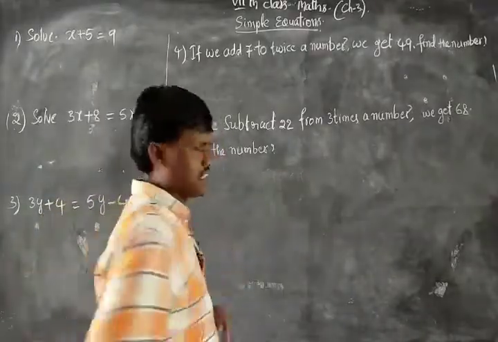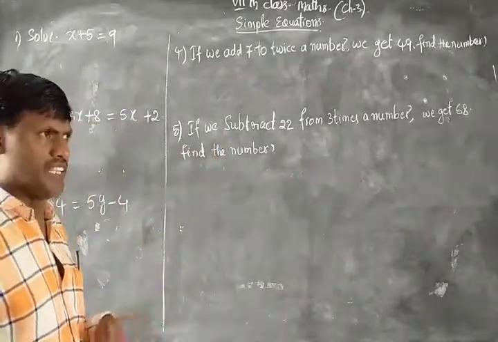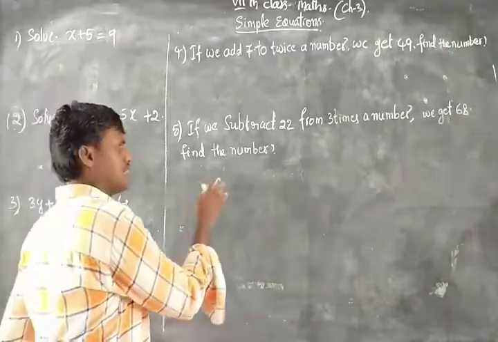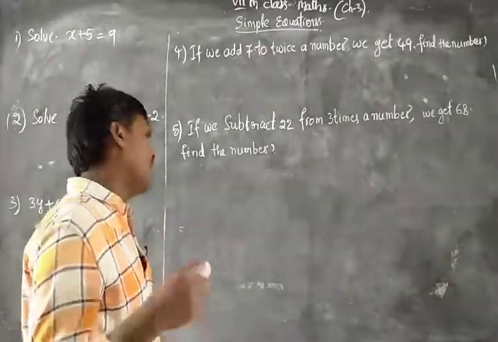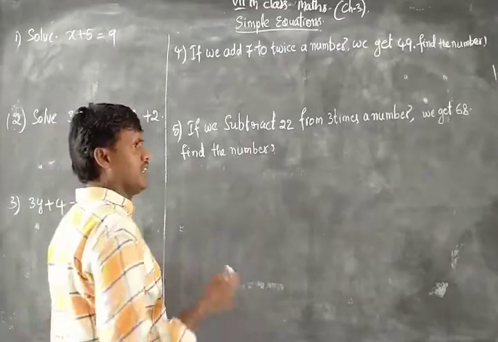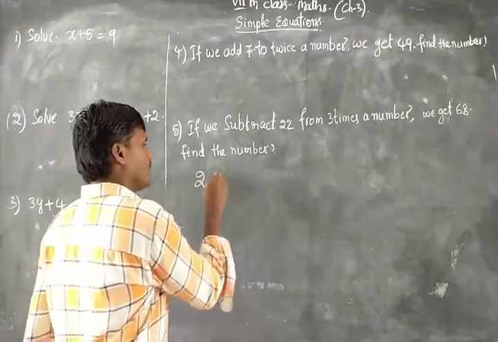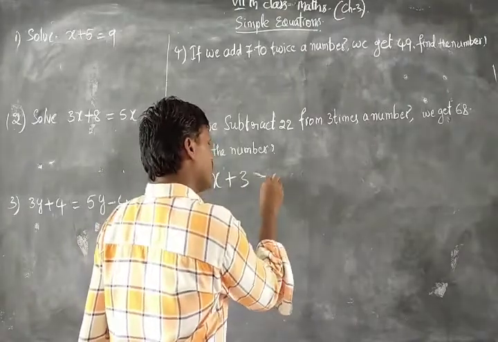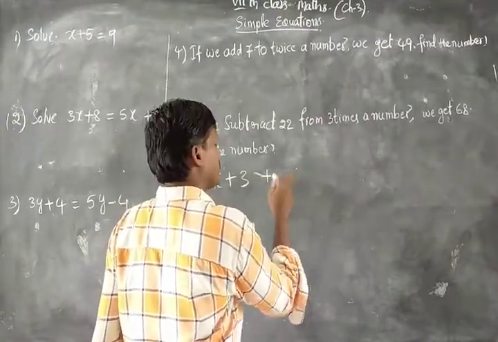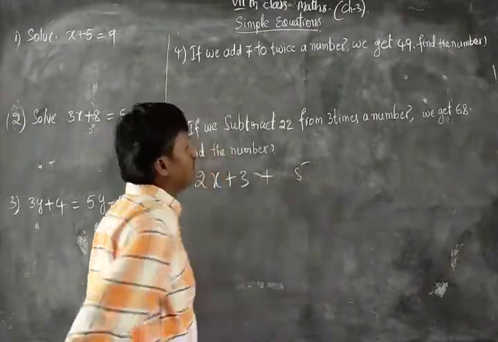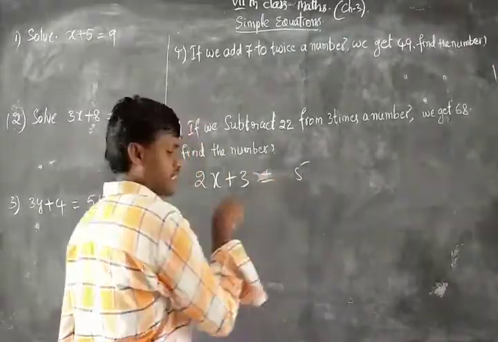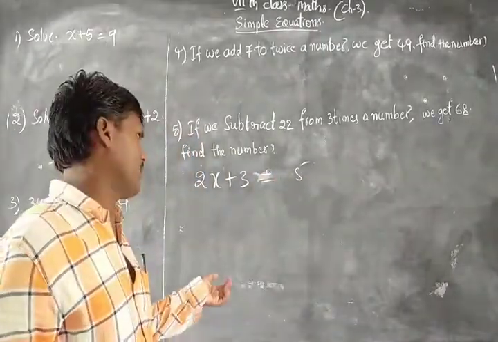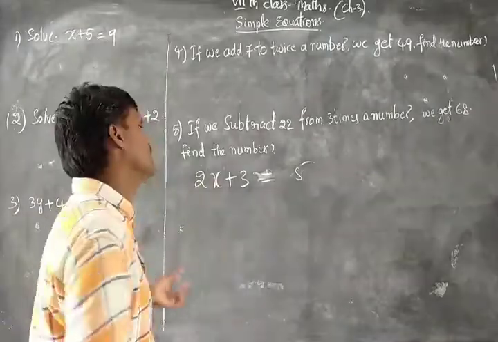Next, mathematical sentence. A sentence containing plus or minus, for example x plus 3, with either equal to or greater than or less than, whatever it may be. For example, 2x plus 3 equal to 5. That is a mathematical sentence.